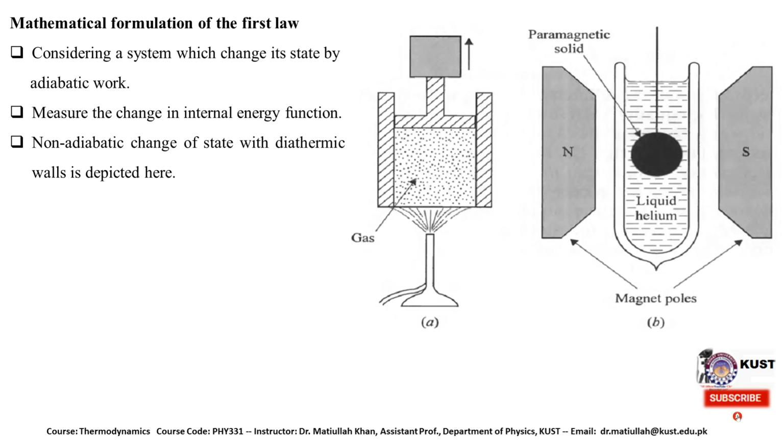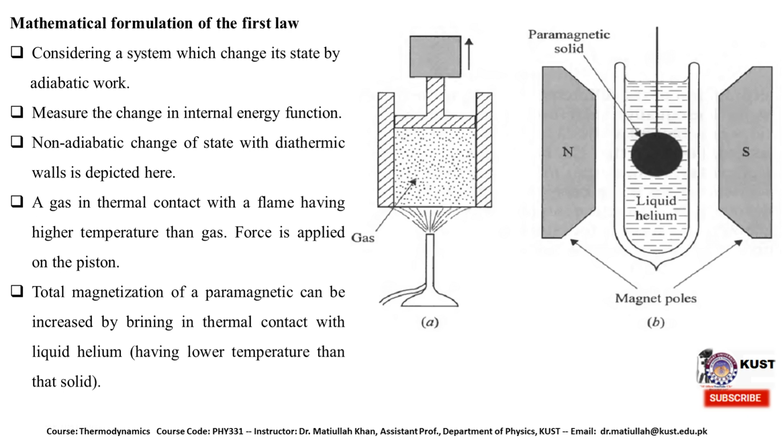For this purpose we need to consider two systems that are separate or independent from each other, and we need to find out the work done in both the systems. So we need to find out the change in internal energy with the help of diathermal walls. And in one case, a paramagnetic solid has been inserted in liquid helium, and we need to find out the change in the paramagnetism or the change in the magnetization of the sample.